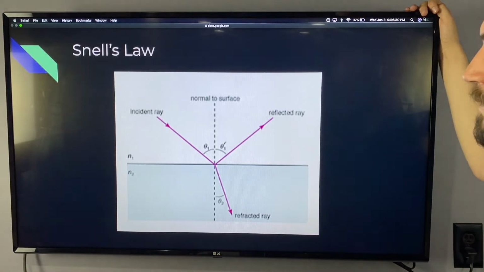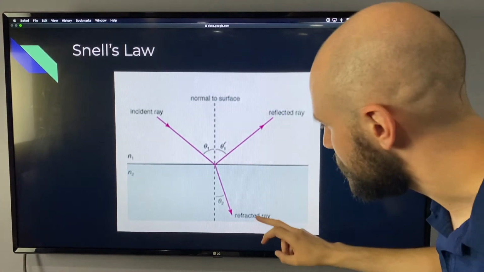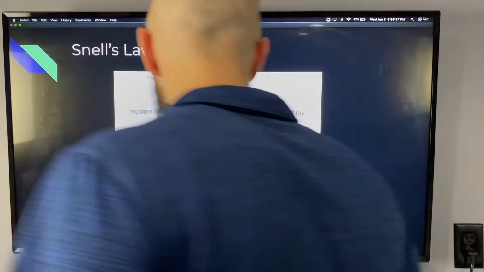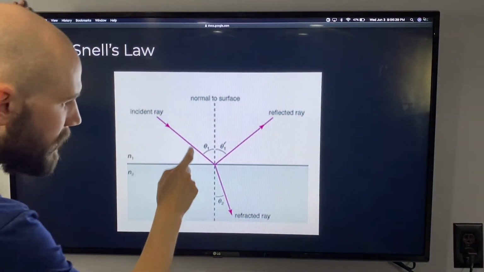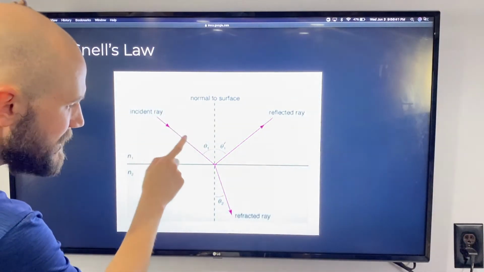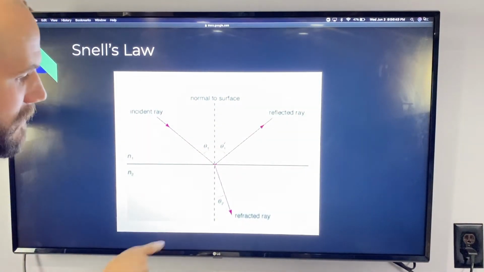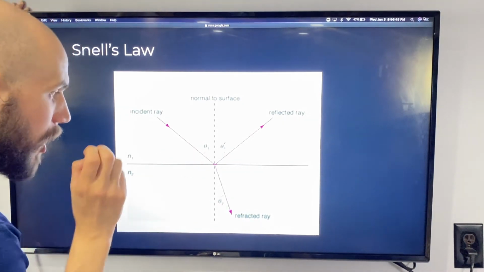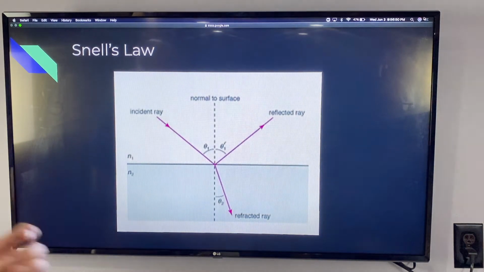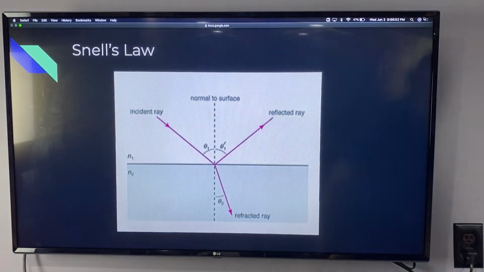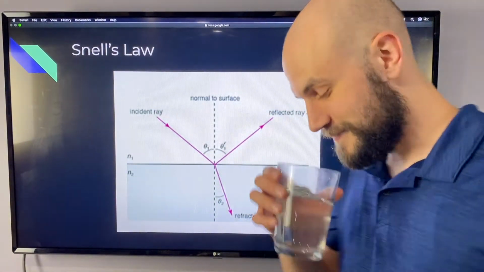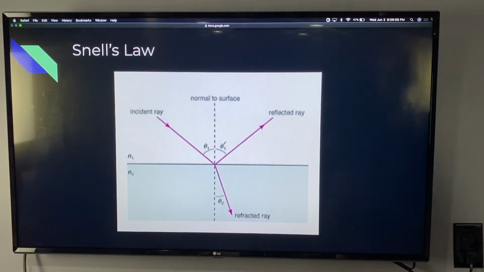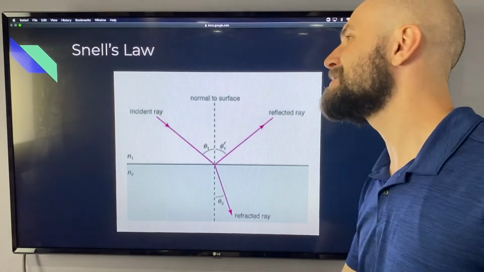Okay, but here we're focused on this refraction of light, the bending of light. So how can we calculate exactly how much it bends by? We know the law of reflection says that the incoming angle is equal to the outgoing angle. But I can clearly see that these angles, measured relative to the normal, are different. So how could we predict exactly how much the light is going to bend? And for that, we're going to look at Snell's law.